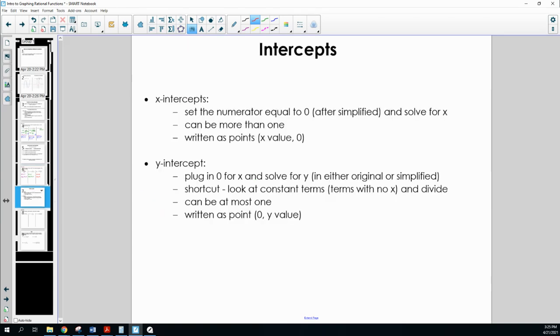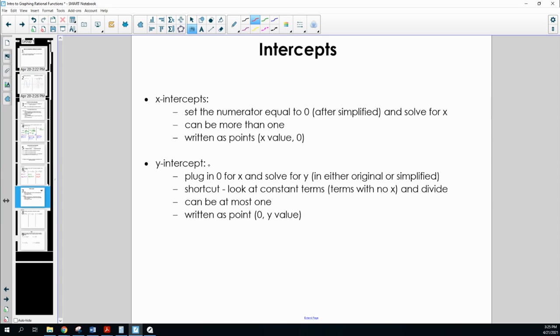And then the last key feature that we're going to look at are the intercepts. There are two different intercepts that we have: the x-intercepts and the y-intercept. For x-intercepts, you get these by setting the numerator equal to 0 after we've simplified and solving for x. There can be more than one x-intercept, and we want to make sure that we write them as points. It's going to be the x value, comma 0.